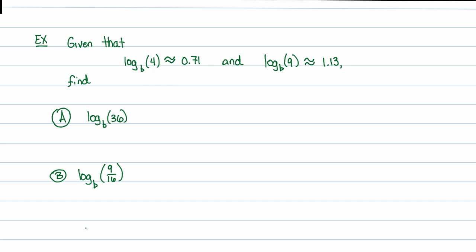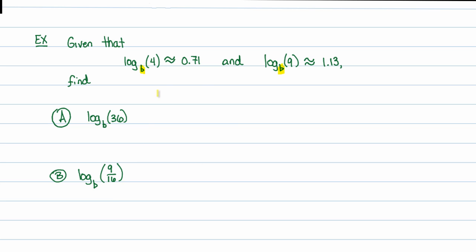So going into our first example here, this is more of an advanced review. Given that we have the log base b, in other words, we do not know the base here. All I know is that somebody's handing me some base b on these logarithms. Log base b of 4 is roughly equal to 0.71, and log base b of 9 is roughly equal to 1.13. Find log base b of 36 and log base b of 9/16.